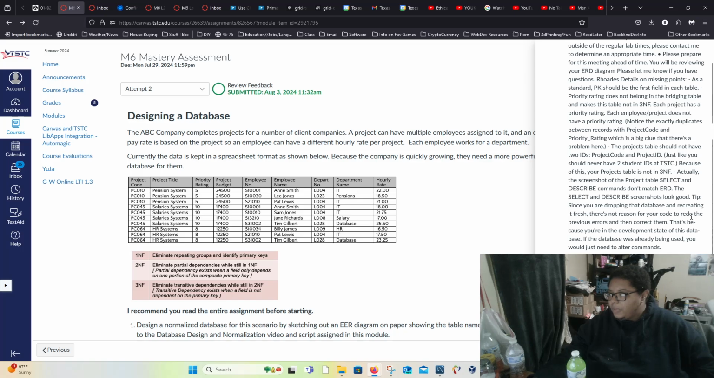Tip, since you're dropping that database and recreating it fresh, there's not a reason for your code to redo the previous errors and correct them. That's because of your development decision to the database. If the database was already being used, you need an alter command.